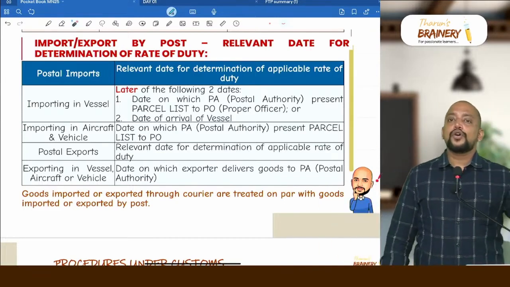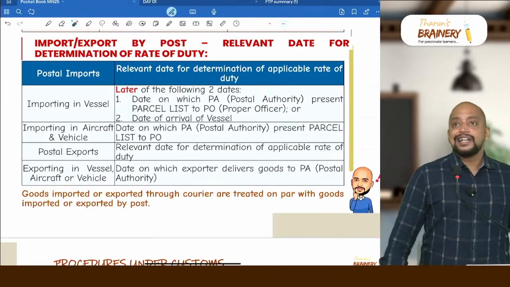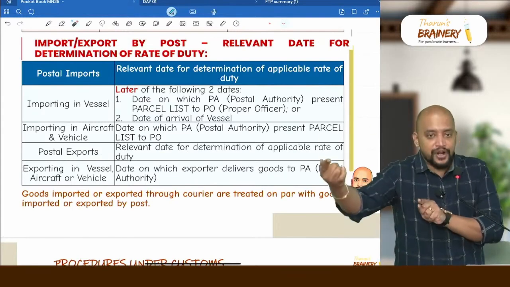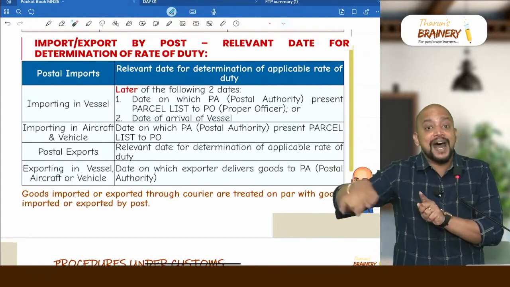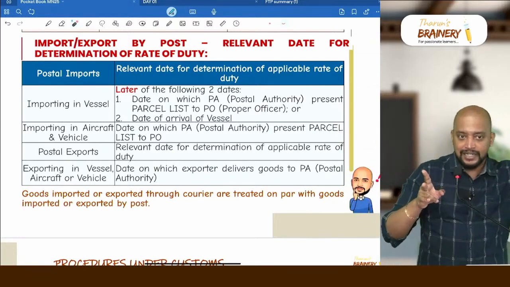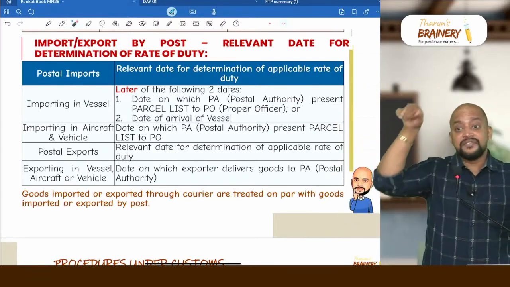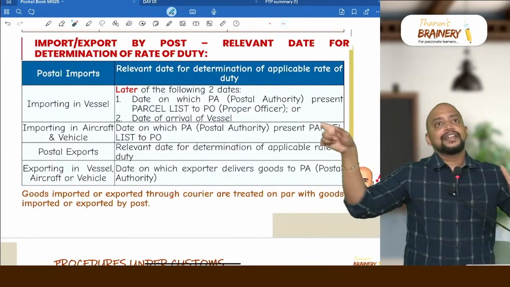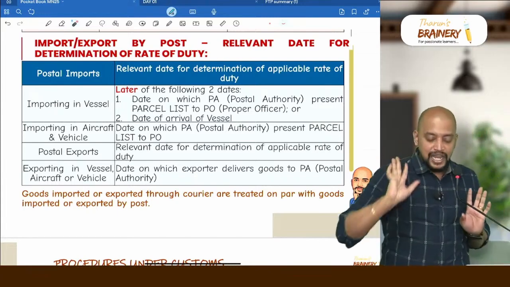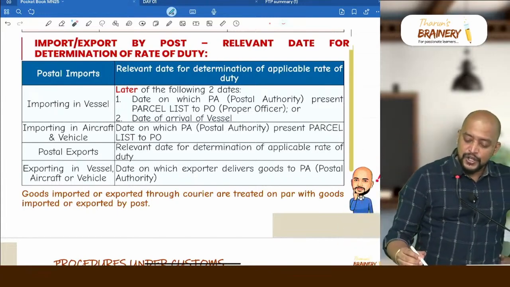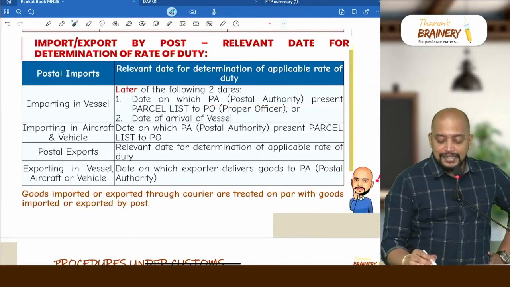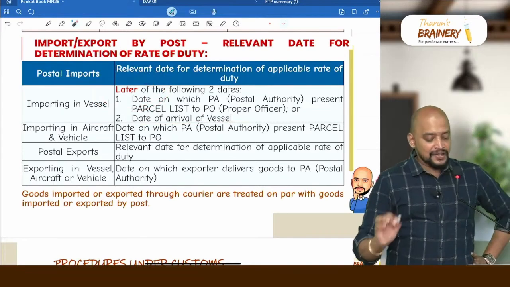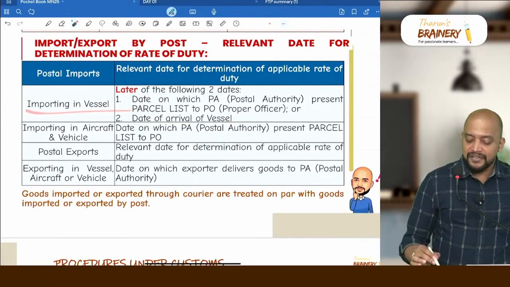Here it is simple, there is no concept of bill of entry. For post, the postmaster will hand over the list of articles to the proper officer, and the date on which he handed over the parcel list is equated with bill of entry. Then, date of arrival of the vessel, or grant of entry inwards, whichever is later. Another place where we have whichever is later is this, so keep that page. So the date on which postal authority presents parcel list to proper officer, or date of arrival of the vessel, whichever is later, will be taken in case of imports by vessel, post.